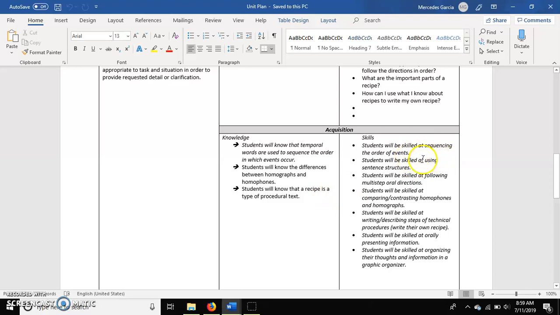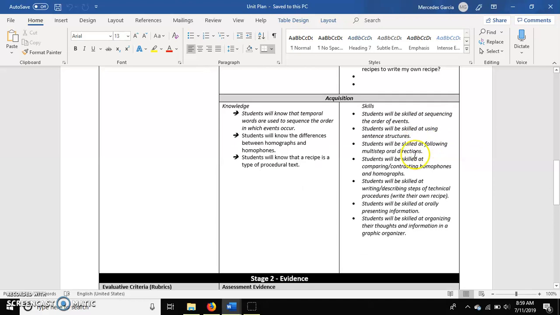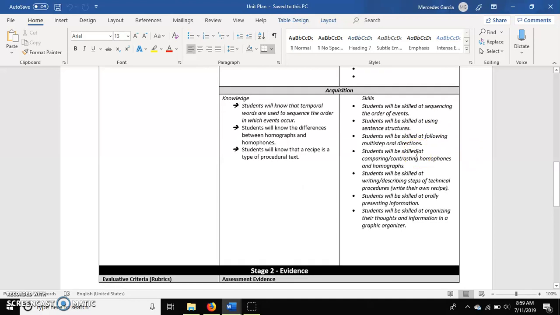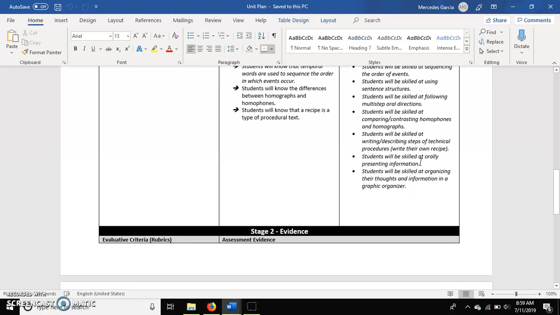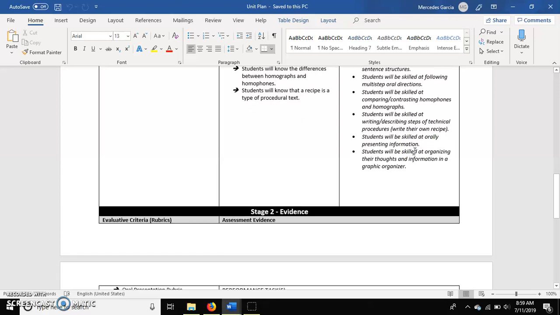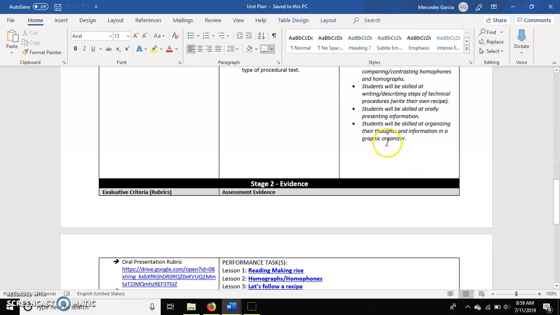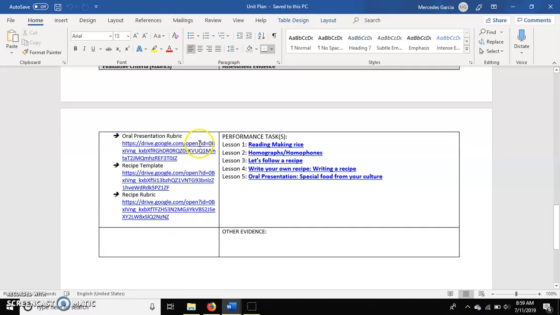Skilled at sequencing the order of events. Skilled at using sentence structures. Skilled at following multiple oral directions. Skilled at comparing and contrasting. Skilled at writing, describing text steps of technical procedures, skilled at orally presenting information, and skilled at organizing their thoughts and information in a graphic organizer.